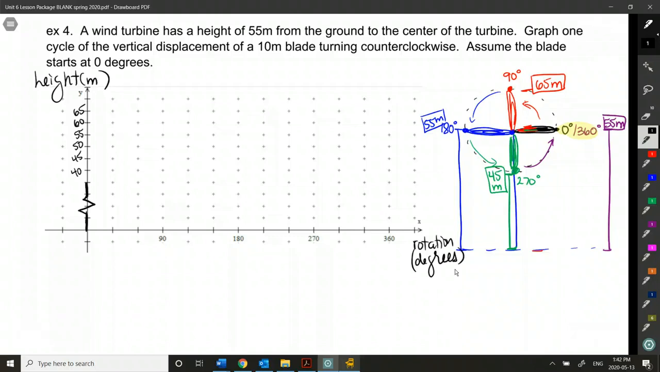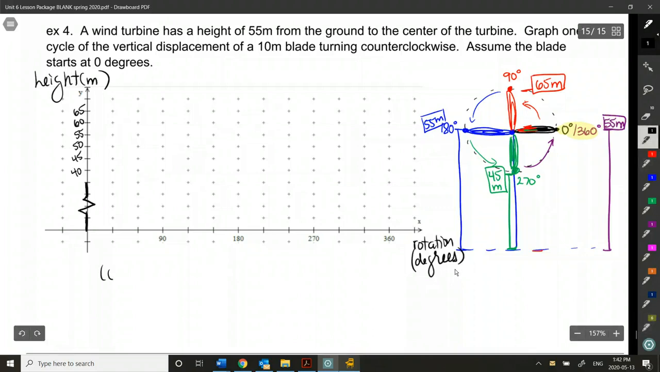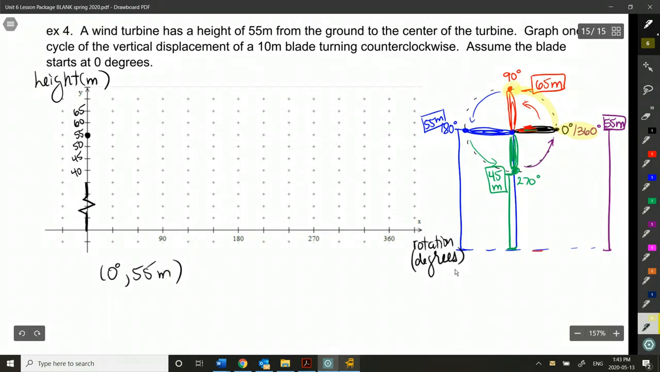Okay. So starting position is going to be 0 degrees. What is our height at 0 degrees? Well, our height at 0 degrees is 55 meters. So at 0, we're going to be at a height of 55 meters, and that's where we'll start here. Now we're going to rotate. We're rotating counterclockwise. We're going to rotate to our next important position here, and that's going to be 90 degrees.